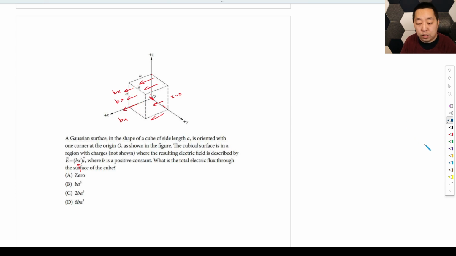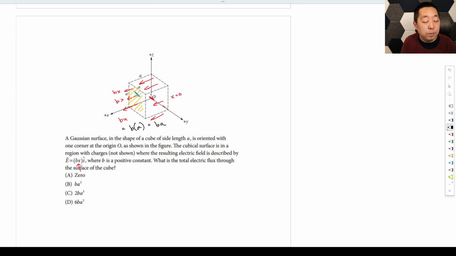Sorry, let me color it with a different color. This is the only side that the electric field is going to pierce through, because it's either going to be this side, or both technically, but this side doesn't have any electric field because x is 0, so only the flux here, right? So what is the electric field here? It's going to be B times the x coordinate. Well, the length is A, so it's B times A.